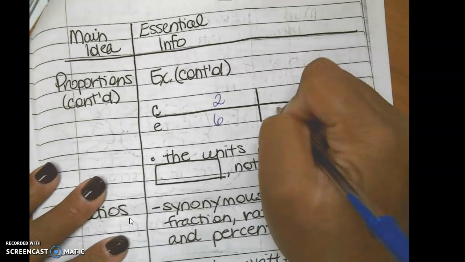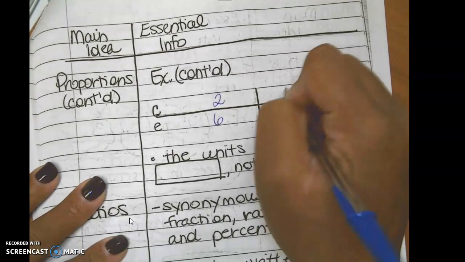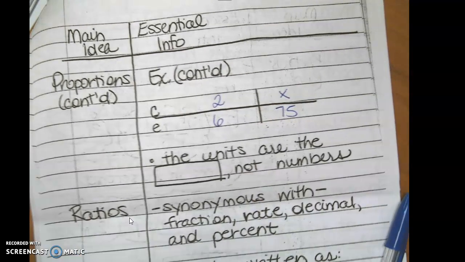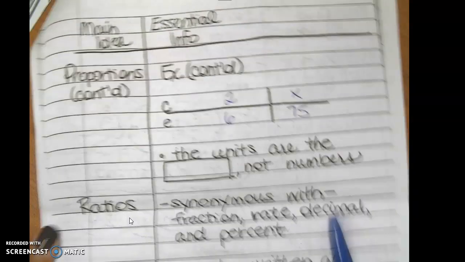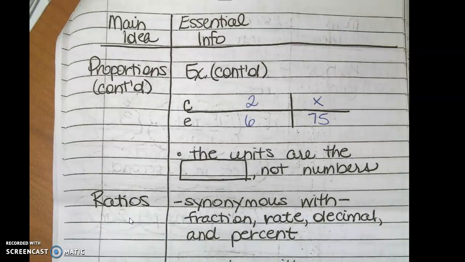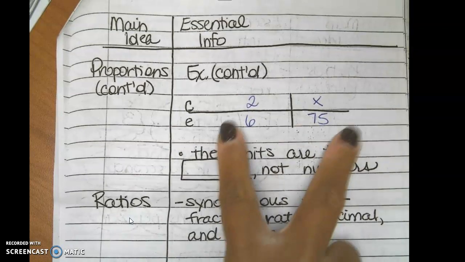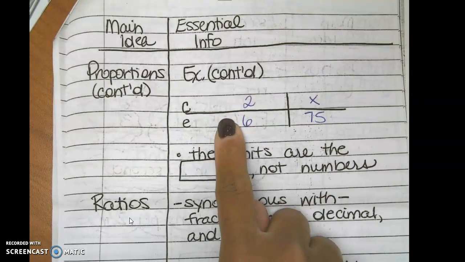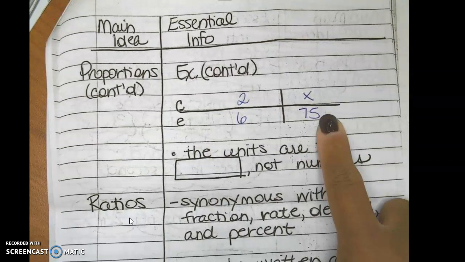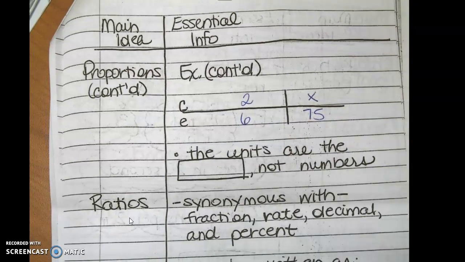So 75 goes down here at the bottom, and then X goes at the top. And if you remember today during class, I said that proportions are for equivalent ratios, which means they don't always have to involve 100%. This is one of those where I don't see 100%. I see 2 out of 6, and I see X out of 75. Okay, so my 100% could be both.